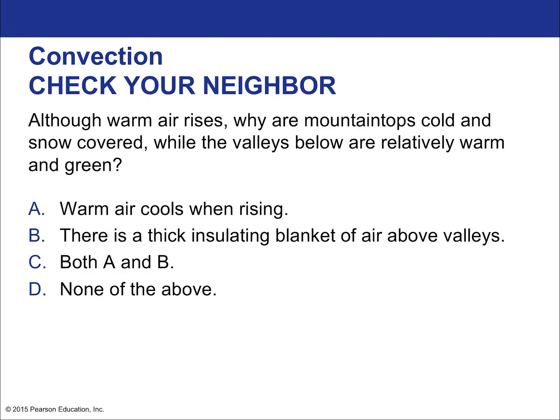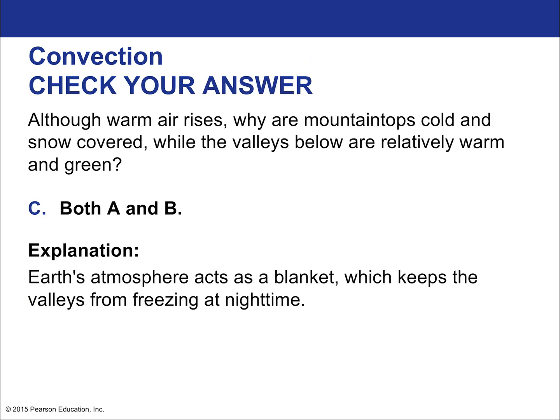All right. So although warm air rises, why are mountaintops cold and snow covered while the valleys below are relatively warm and green? Right? Because that's a valid question. We're talking about all this warm air rising. Doesn't it mean that warm air should rise up and maybe brush across the tops of mountains, and so there shouldn't be warm breezes up there? Well, what do you think?